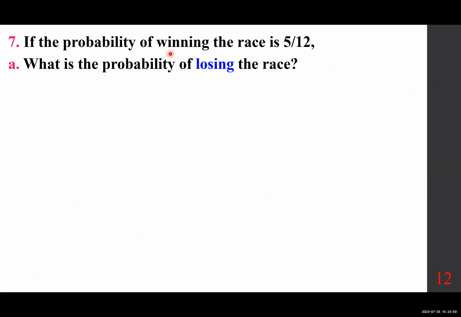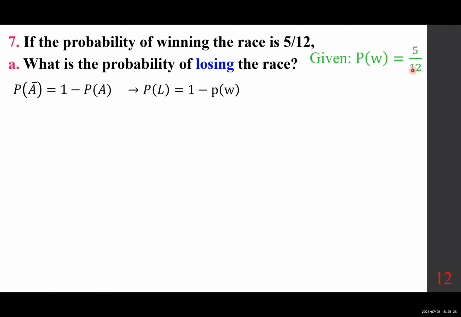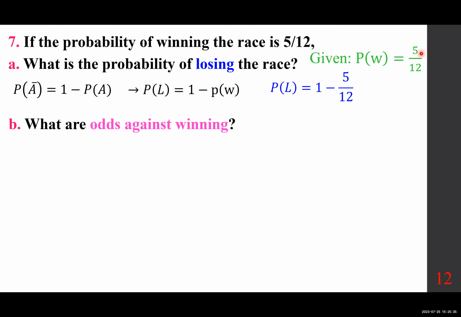If the probability of winning the race is 5 over 12, what is the probability of losing the race? Well, complementary event. First of all, what is given: probability of, let's say, W stands for winning. The complementary event says probability of A bar, or A naught, or A complement, is 1 minus probability of A. So probability of losing is 1 minus the probability of winning, which is 1 minus 5 over 12, and everybody knows it's 7 over 12.